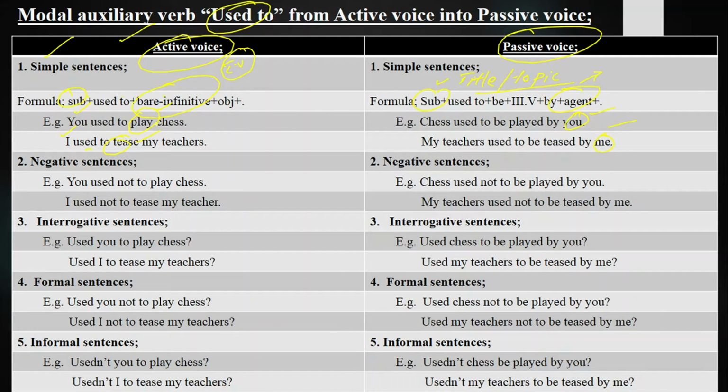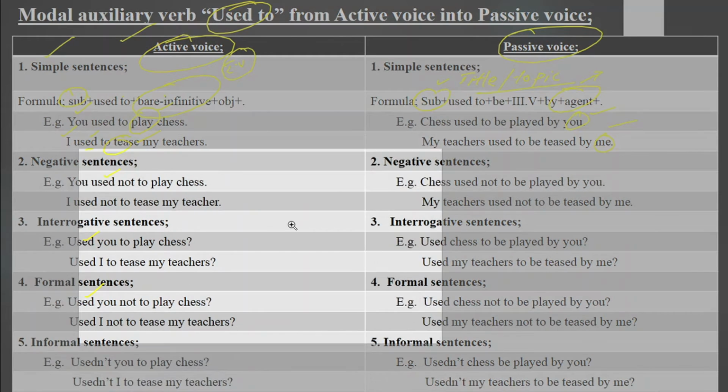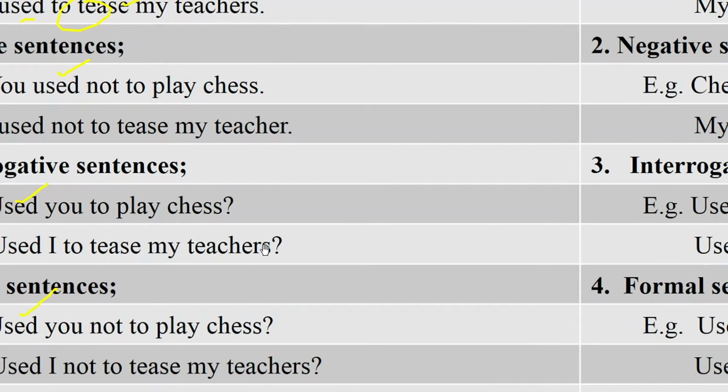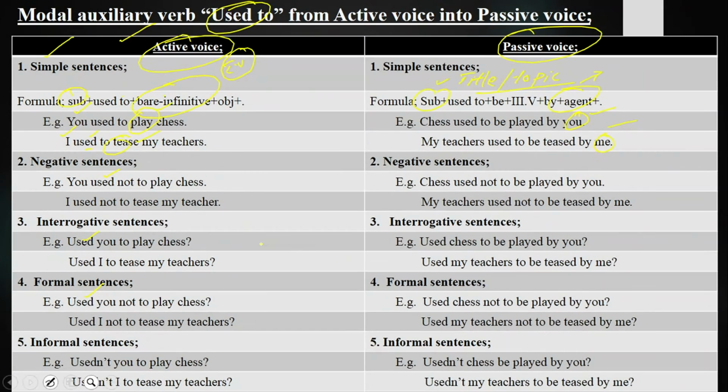and talking about them. Clear? And in passive voice, subject used to be third form by agent and full stop. If I say that used to is a modal auxiliary verb, so we have to use it as modal auxiliary verb. Like I say, I used to, I did not, I used not to, use I not to, usen't I to. This should be in your mind, that should be clear to you people, that how you are going to use them.